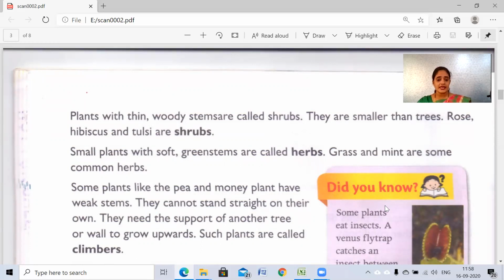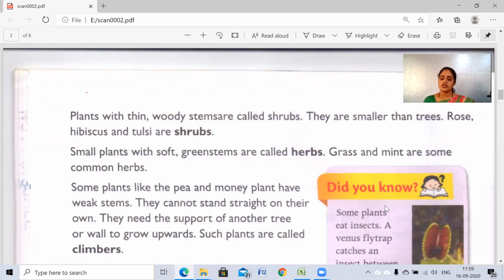So some plants like pea plant, money plant, they also have weak stem. Because of weak stem, they can't stand straight. They need support. So the plant which needs support to stand, we call them as climbers. Yes, climbers means the plant needs support to grow. We call them as climbers.